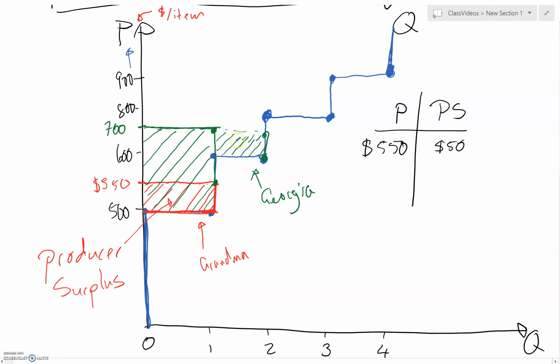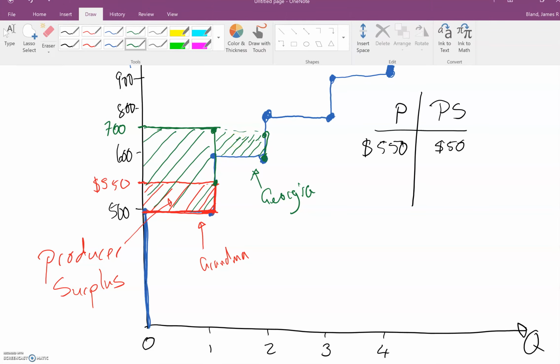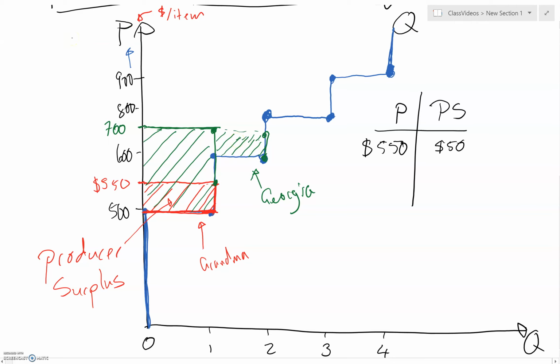Okay, so now producer surplus at a price of $700 is going to be Grandma's benefit of $200 plus Georgia's benefit of $100, right? She sold something for $700 which cost her $600 to produce, so that's $100, which is equal to $300 of producer surplus.